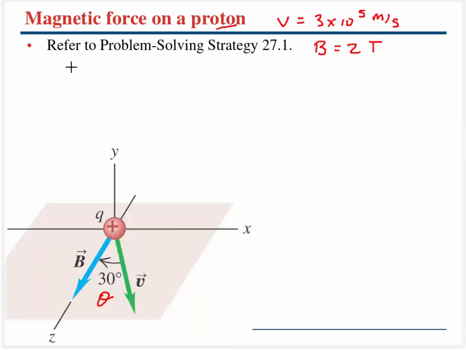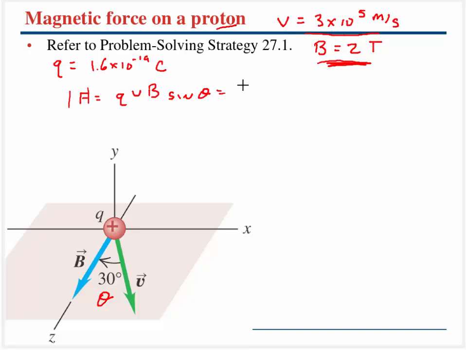Let's do a really quick example, 27.1, where we have a proton. That tells us the charge is positive 1.6 times 10 to the negative 19th coulombs. We know that it's moving in some magnetic field. The magnetic field has a magnitude of 2 Tesla, and we know the speed of this proton. We could very easily say that the magnitude of the force has got to be equal to QVB multiplied by the sine of the angle in between them.